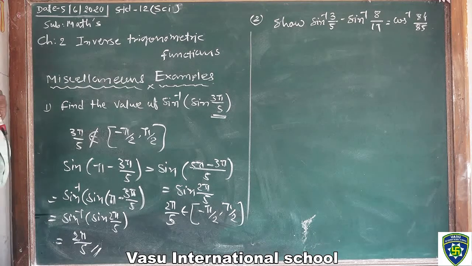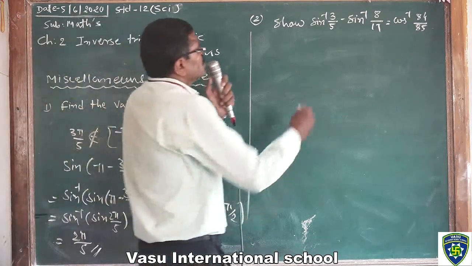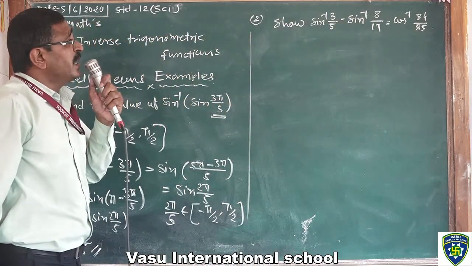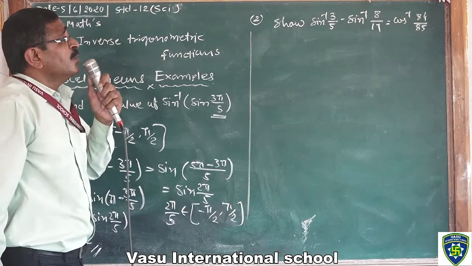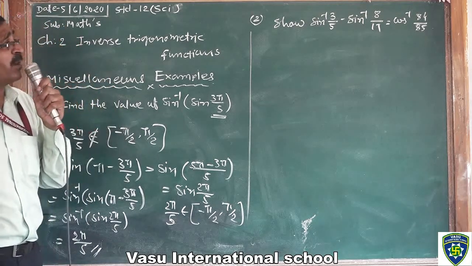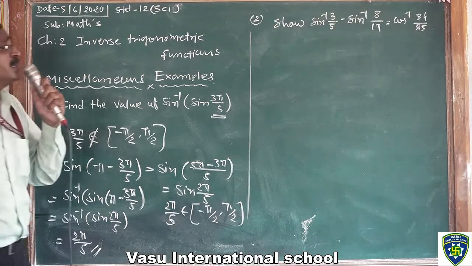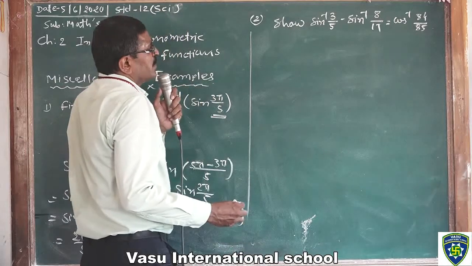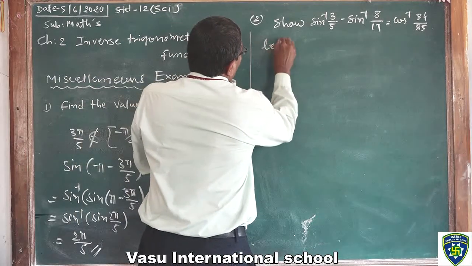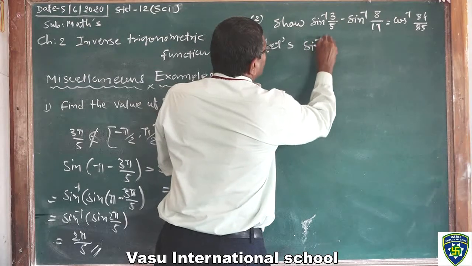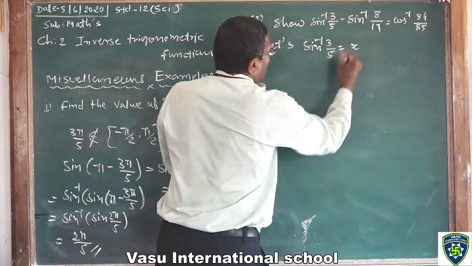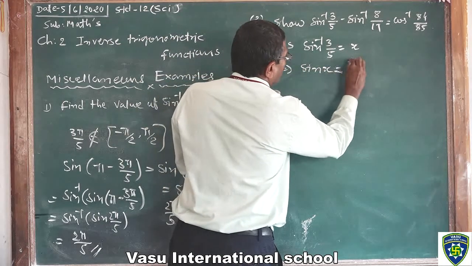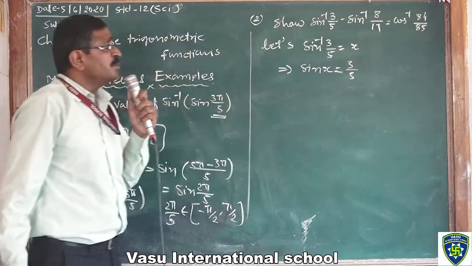Now second example: sine inverse 3 by 5 minus sine inverse 8 by 17 is equal to cos inverse 84 by 85. This one is a most important question for the inverse trigonometric functions chapter. Clear? So first, let sine inverse 3 by 5 equal x. This implies sine x is equal to 3 by 5.